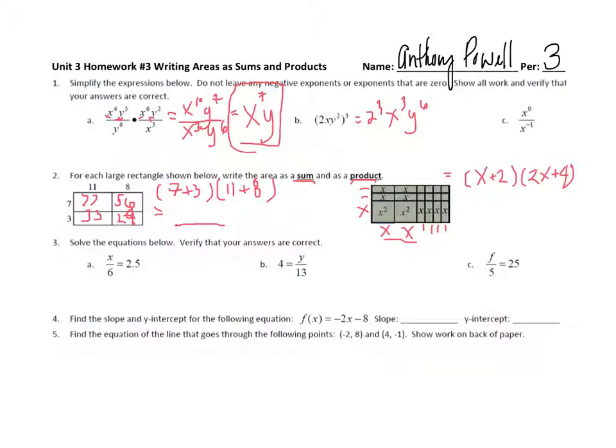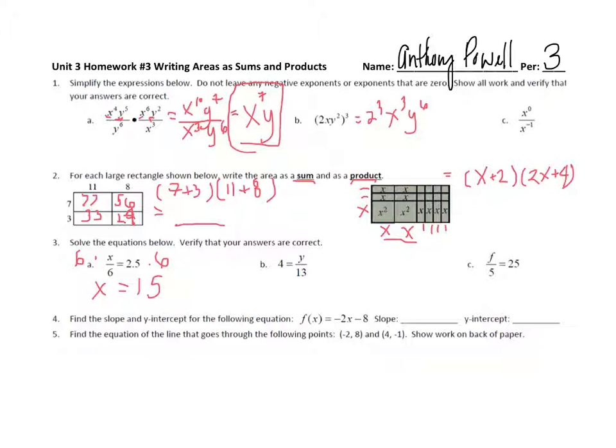So, for instance, on A, it says x divided by 6 equals 2.5. Well, I want to know what x is, not what x divided by 6 is. To get rid of that 6, I have to multiply by 6 on each side, or otherwise it's not legal. 6 times x over 6 is x. And 6 times 2.5 is 15. That's your answer. You have to approach it similarly for B and C. Remember to multiply by the number that it's being divided by.